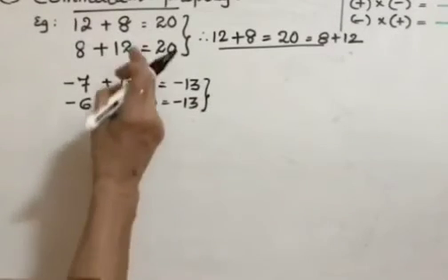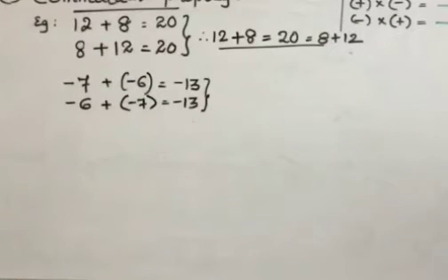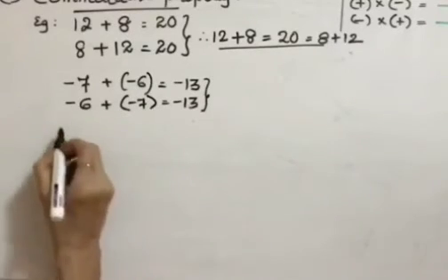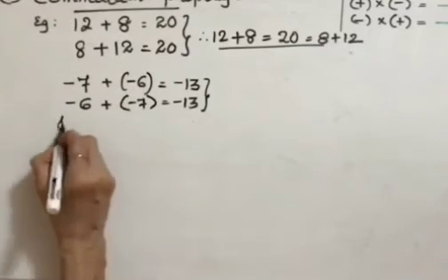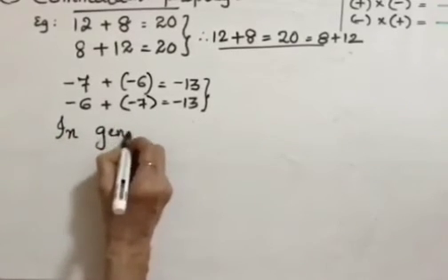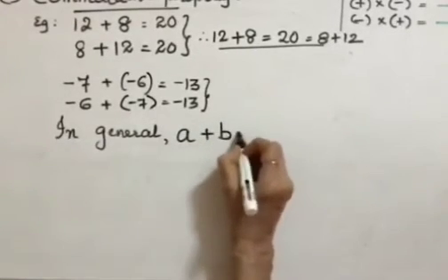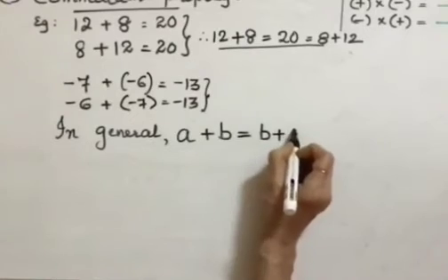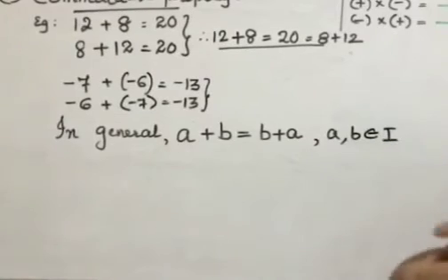So, what do you observe here? When you change the order of the integers in addition, the sum remains unaltered. The sum remains the same. In general, if A and B are any two integers, then I can write A plus B equals B plus A, where A and B belong to the set of integers.